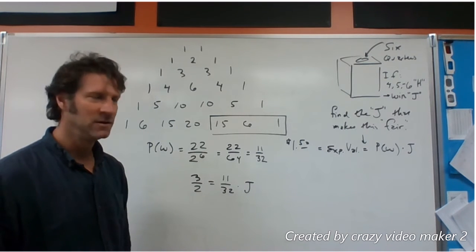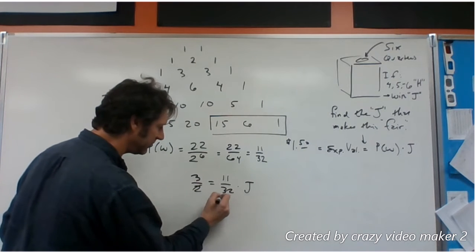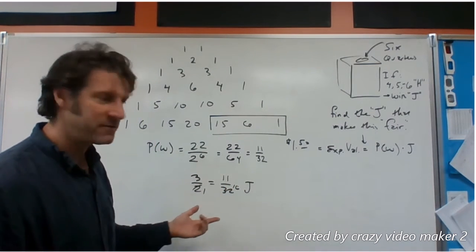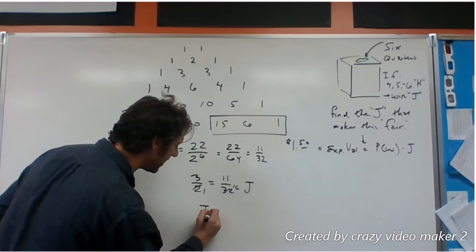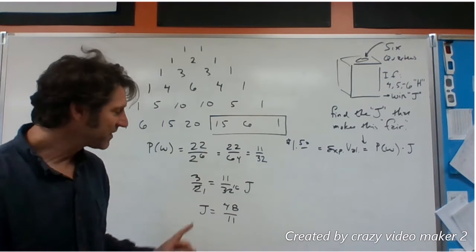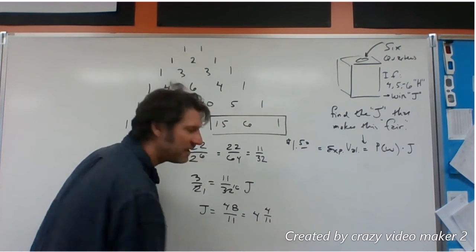All right. So, hey, look at this. A couple of 2's down here. We can cancel those things and get a 1 and a 16. That's fun. Multiply both sides by 16/11 to get rid of that. And you get that J is equal to 48/11. Now, this is kind of fun because as a mixed number, that's 4 and 4/11.